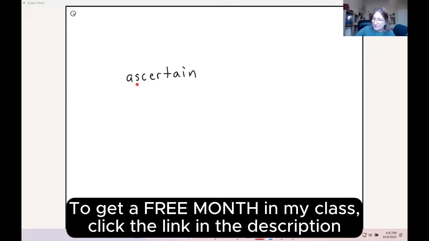Okay, so what's happening here is, well, first of all, this A is making its short sound because of the tap 2 rule. There are 2 consonants after it. This C is making its soft sound because there's an E, I, or Y after it right there. This ER is just saying /er/. You don't even hear the E.